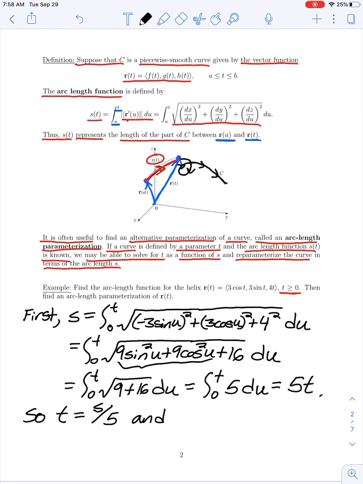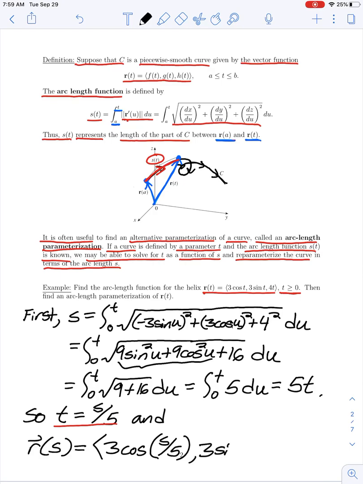And if I were to look at the equation for my helix, r of t, in terms of s, since t is equal to s over 5, let's see what we would have for this vector function r in terms of the parameter s. Everywhere that I have a t, I'm just replacing it with s over 5. So I would have 3 cosine of s over 5, 3 sine of s over 5, and then my last component was 4 times t, so that would be 4s over 5, or 4/5 of s.